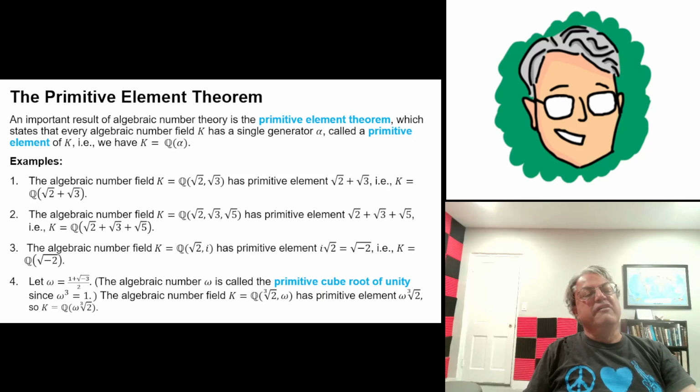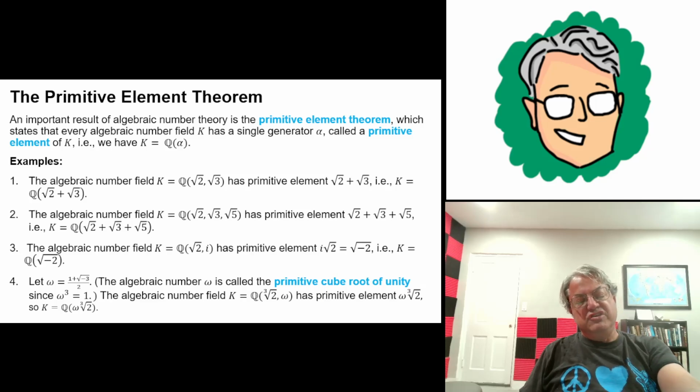So anyway, that's what we call omega, and then the example I'm giving here is the number field Q adjoin cube root of 2 and omega. And it turns out that this one has a primitive element. You can just multiply omega times the cube root of 2. So this has the primitive element, omega times cube root of 2. It turns out this field has degree 6 over the rationals. So pretty complicated number field. But anyway, those are the examples.